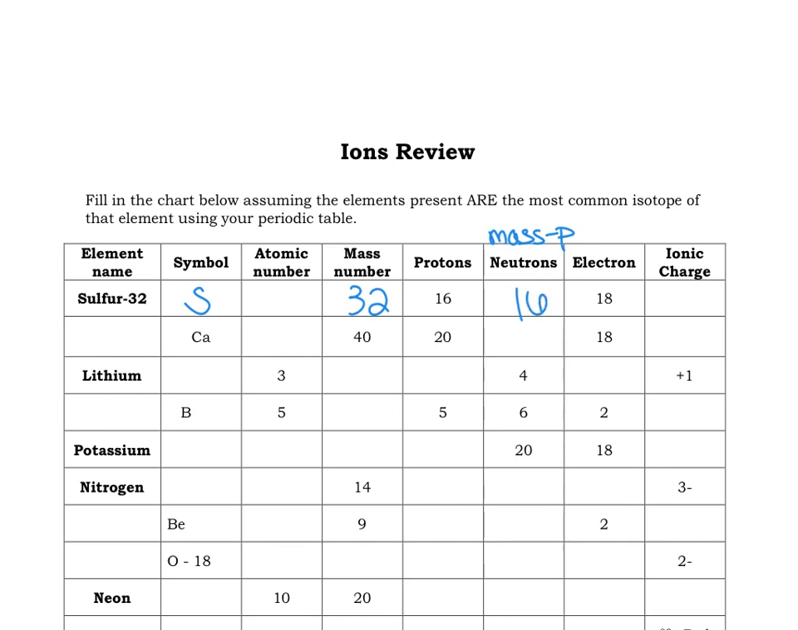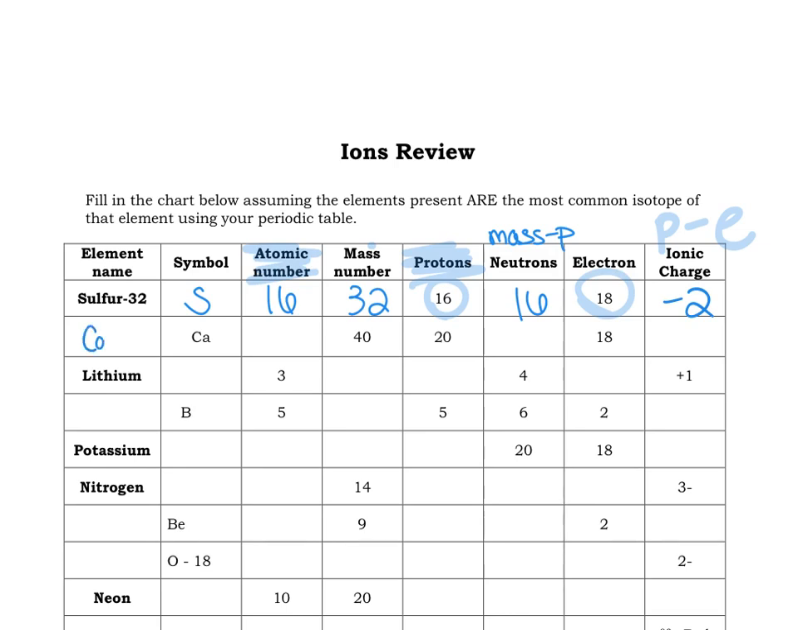Sulfur has an atomic number of 16. Again, because my atomic number is the same as my number of protons. Or I could look at a periodic table. And then to get my ionic charge, I want to do my protons minus my electrons. So I have 16 minus 18 will give me a -2.